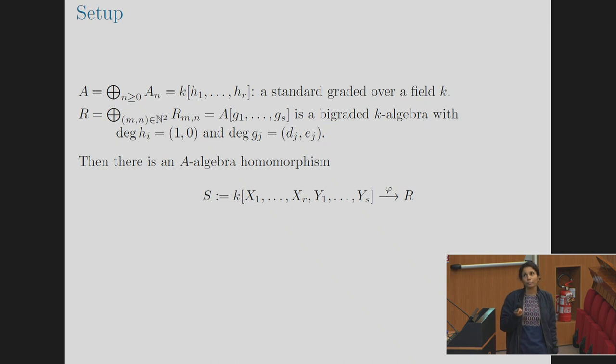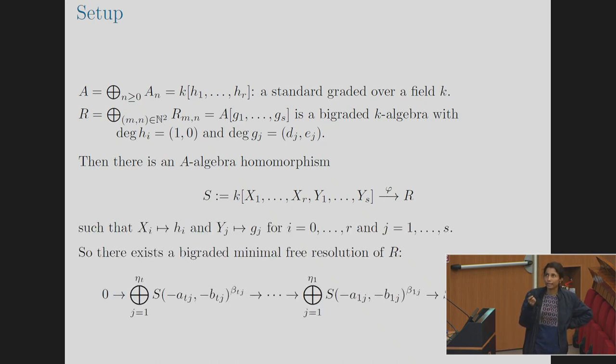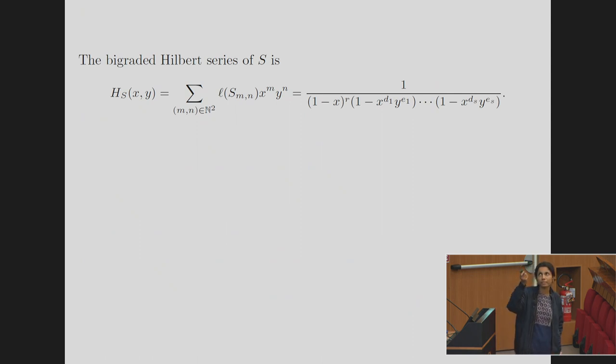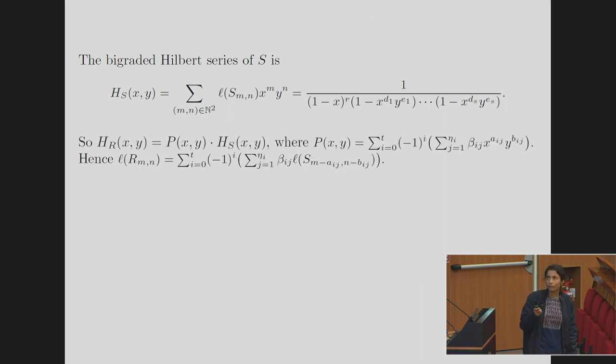So this bigraded algebra can be seen as a quotient of a polynomial ring, and we can assign appropriate degrees to the variables to make this map a bihomogeneous map. And then since R is a finitely generated S-module, we have a finite bigraded minimal free resolution of R. And the bigraded Hilbert series of S is given in this manner. Due to the finite free resolution of R, the Hilbert series of R is represented in this way, where this polynomial captures the degree shifting that occurs in the bigraded minimal free resolution. So the length function is basically an alternating sum of the lengths of shifted copies of components of S.